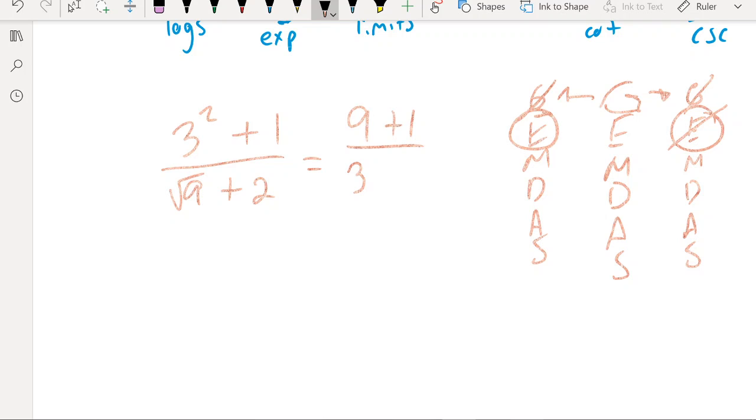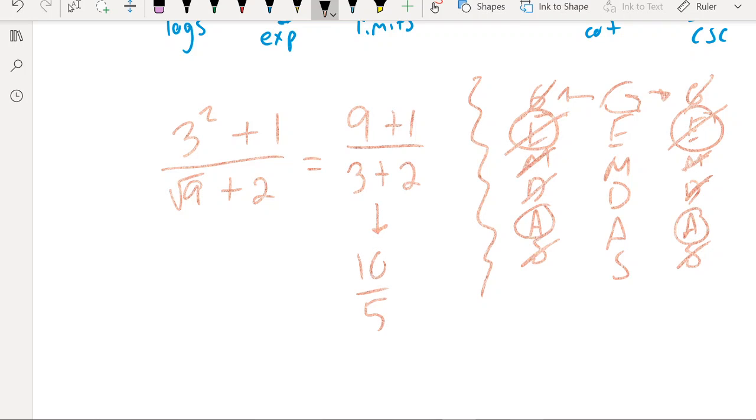So 3 is the square root of 9. That's an exponent, so I'm done with that. So that's just 3 plus 2. All right, I'm going to go down from here. I don't really want to cram the space. So then no multiply, no dividing, just adding inside of my G for GEMDAS. And of course, no subtracting. So 9 plus 1 is 10. 3 plus 2 is 5.